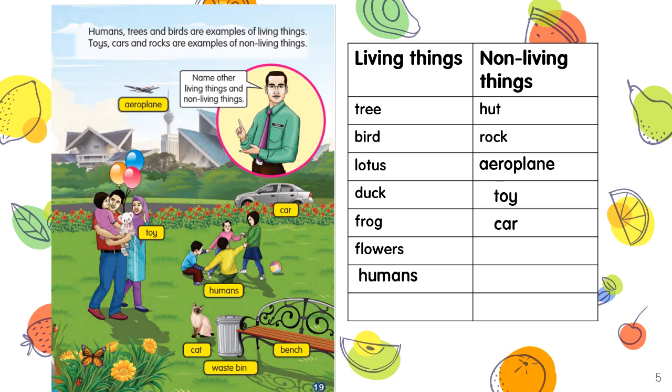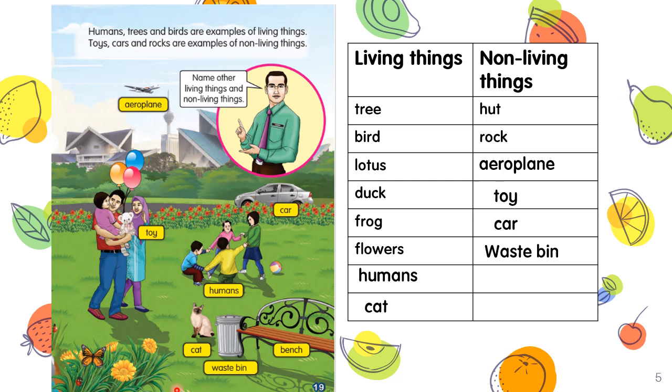Okay? Now let's take a look at cat. Cat. Is it living thing or non-living thing? Let's see the answer. Cat is living thing. Okay? Now let's take a look at waste bin. Waste bin, tong sampah. Is it living thing or non-living thing? The answer is non-living things.